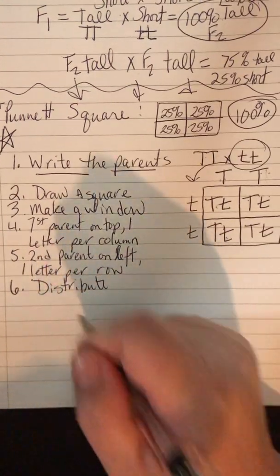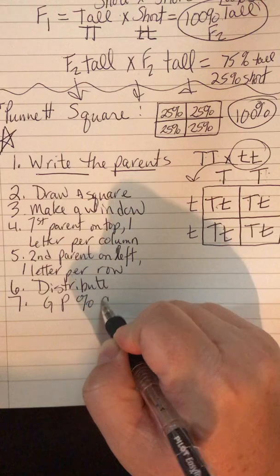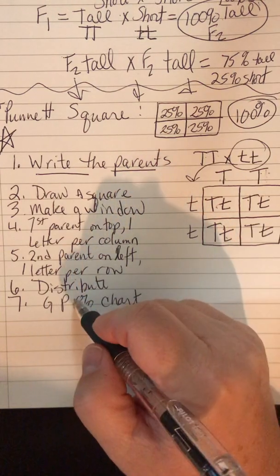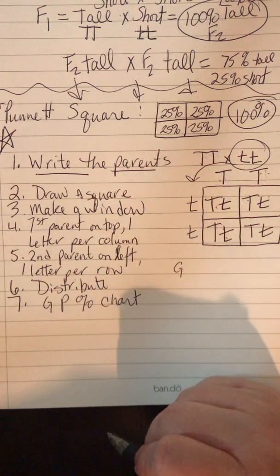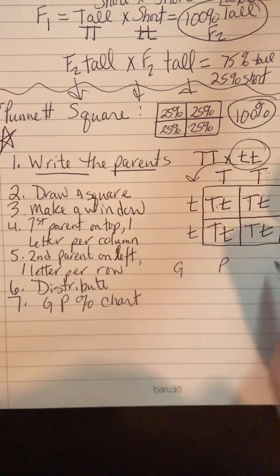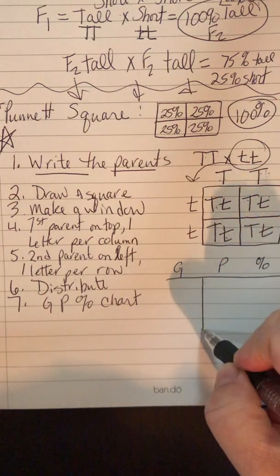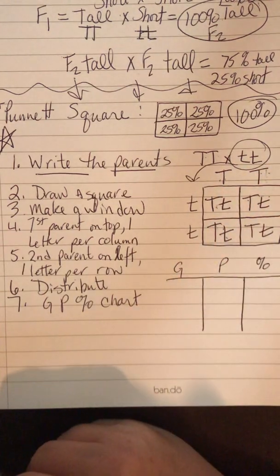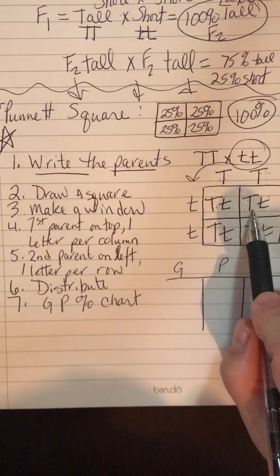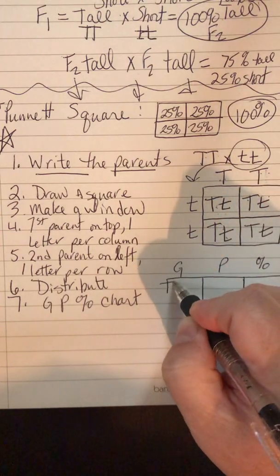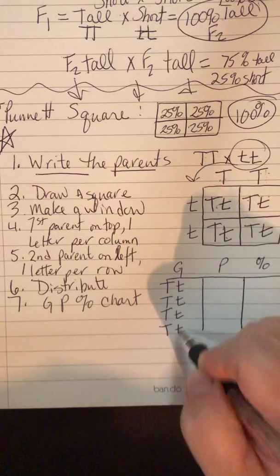But we have one more step in our project. So we're going to write a GP% chart. And this is just to help us quantify our answers. And this is really simple. I write the letter G, I write the letter P, and I write a percent symbol. And then I make it a big T chart, double T chart. And then I write down everything that's inside the box. So I have big T, little t 4 times. Now my GP% chart, I want to write every single possibility. Because right now they're all the same, but they won't always be.